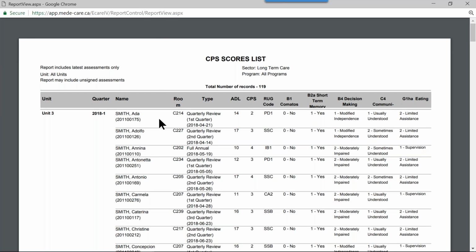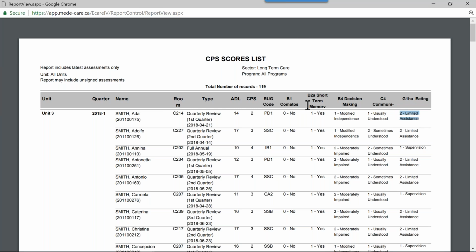So here's our first individual. Notice that we add in this other information, right? This person was a 14 out of 18 on the bed mobility, eating, toileting, and transfer. Their CPS score was a 2 out of 6. Okay, they're in the funding group called reduced physical functioning. They're not in a coma. They have a short-term memory problem. They're modified for decision making. They usually understand people in the communication, and they're limited assistance for eating.